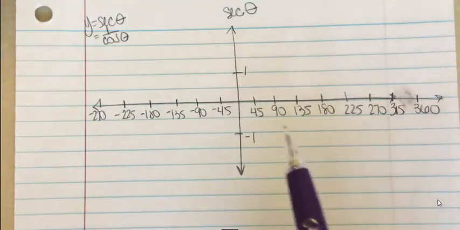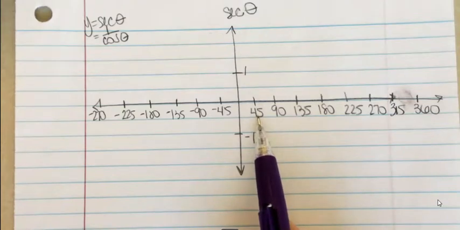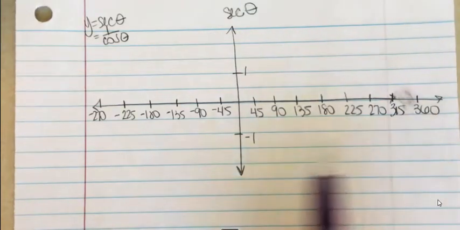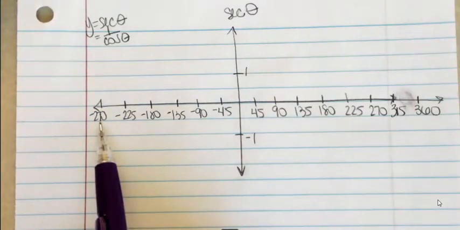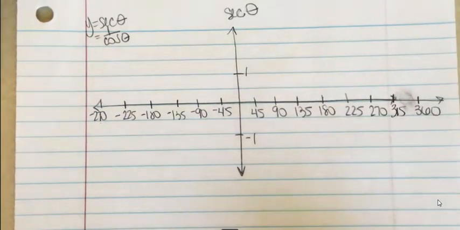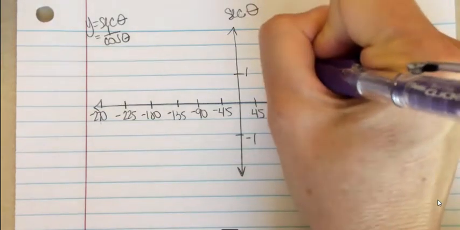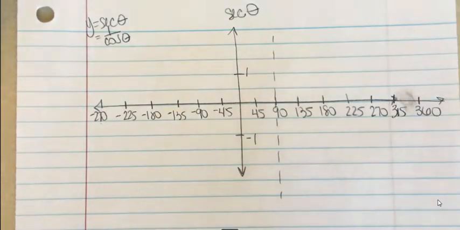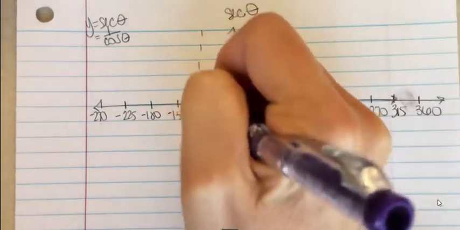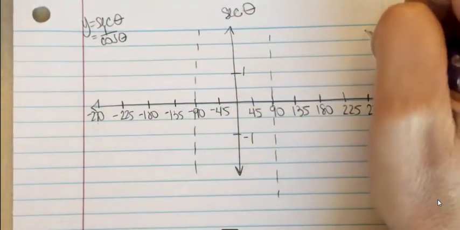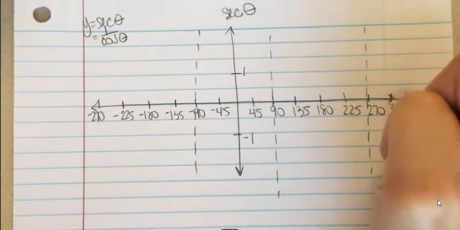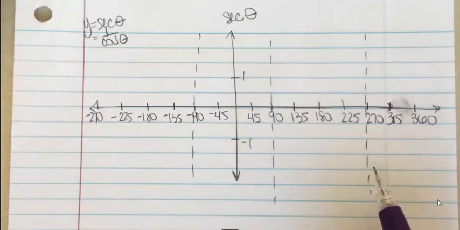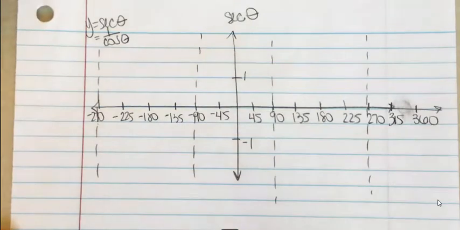Okay, I updated my graph. So I'm going 45 by 45s up to 360, and then by 45s down to -270. So as we said, at 90 degrees, this thing's going to be undefined because that's where cosine equals 0. At -90 degrees as well. At +270, which is the same as -90. And then at -270, which is the same as +90.